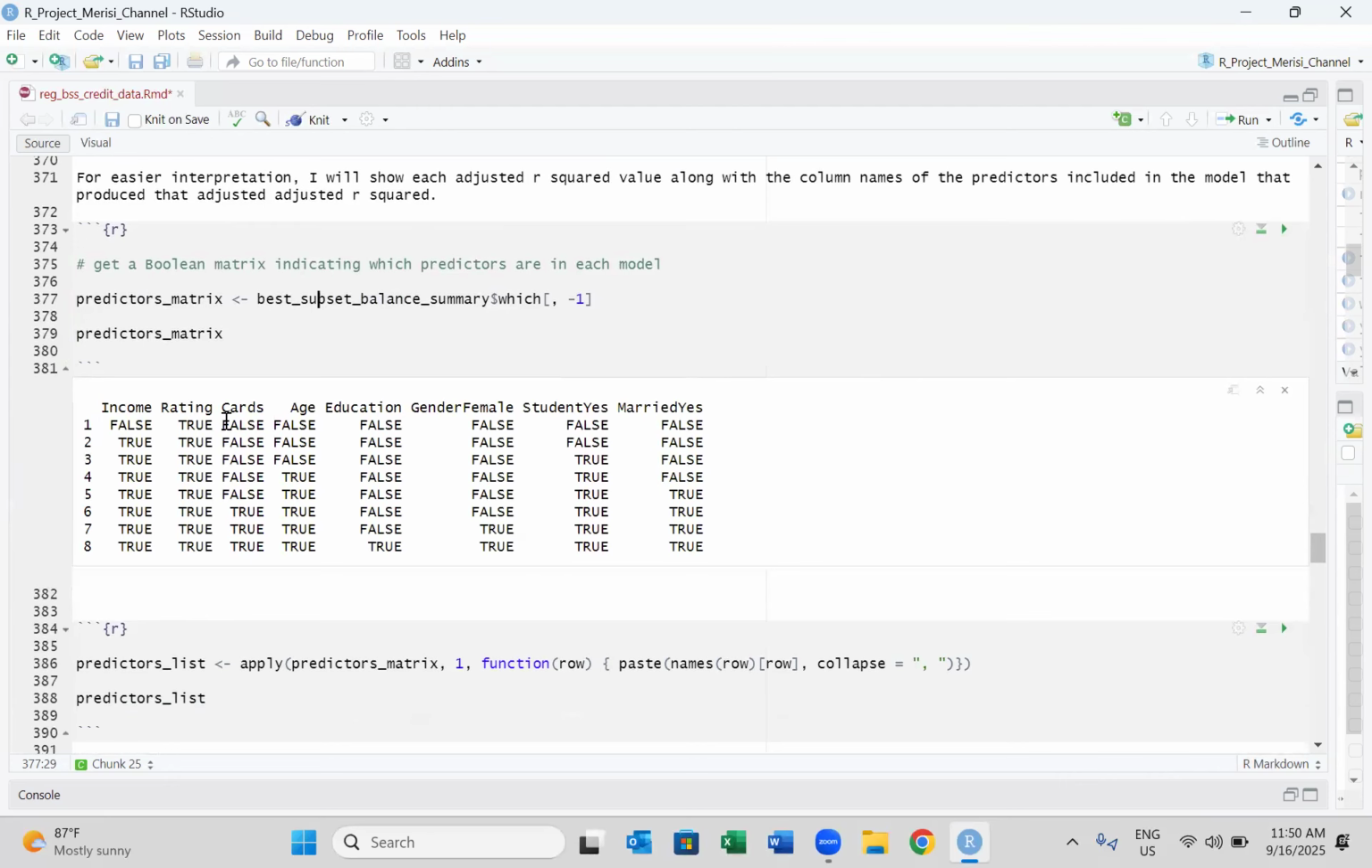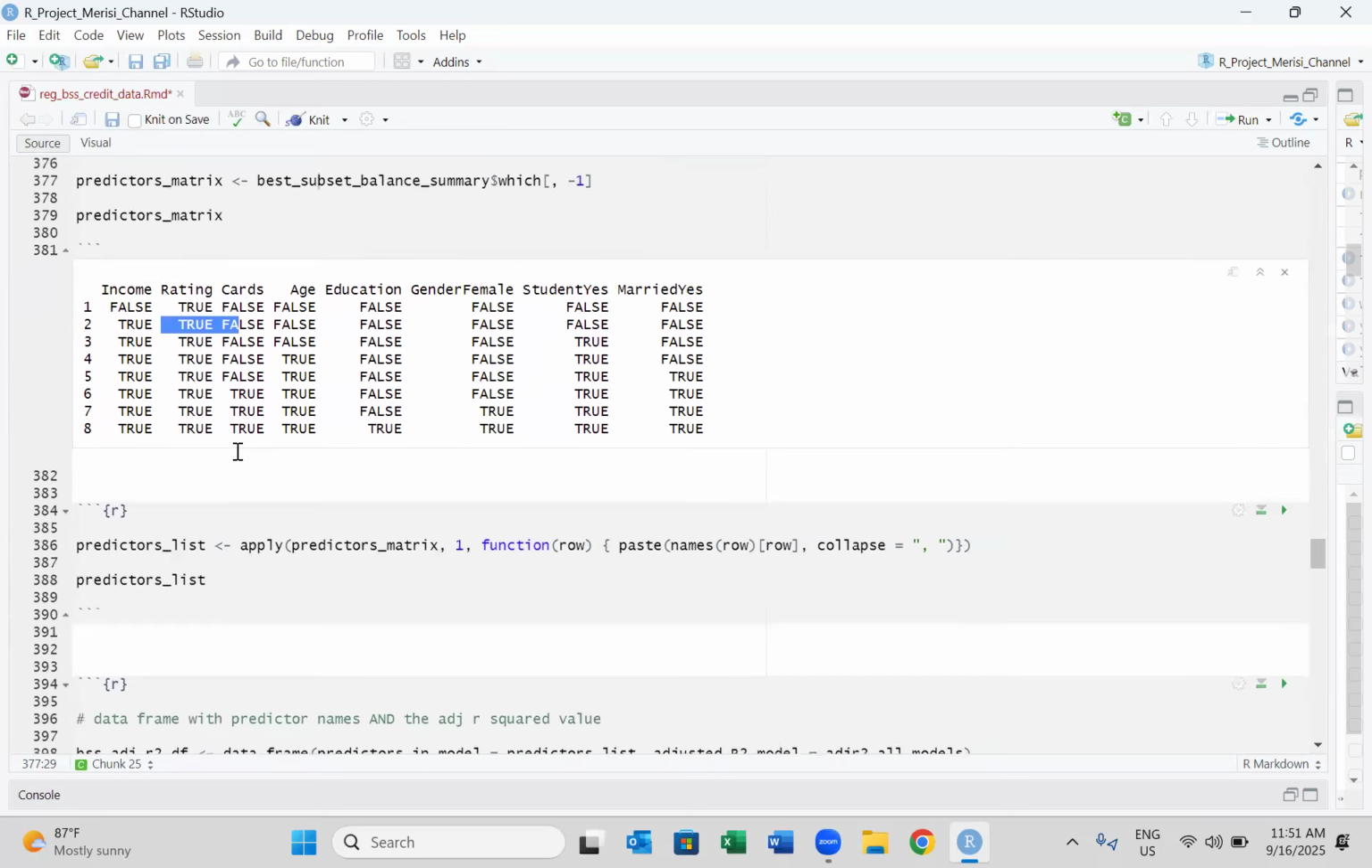And in that matrix, for a given row, we see a TRUE value for the columns selected to be part of the best equation of each size. So in row 1, we see a TRUE for rating, because rating is the predictor for the best equation of size 1, right? In row 3, for example, we see TRUE values for income, rating, and student yes, because these are the 3 predictors that you need to use for the best equation of size 3. Okay, perfect.